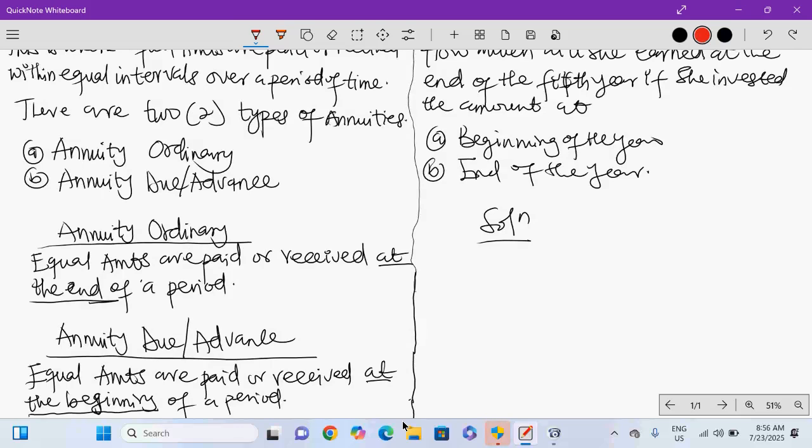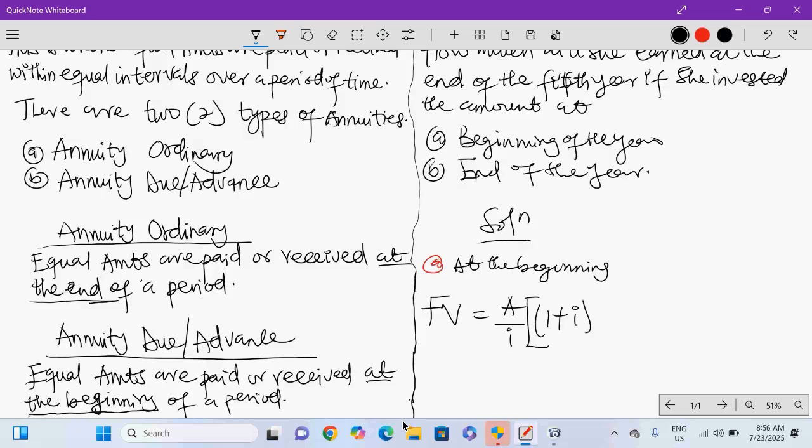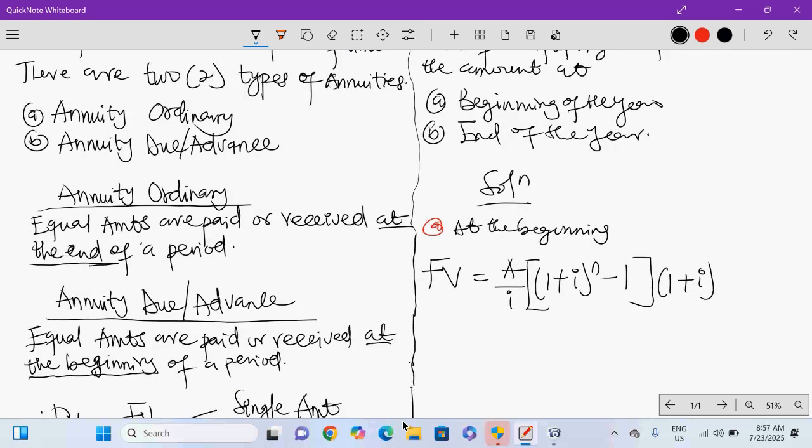So let's do the beginning, A. So at the beginning, what is the future value? We have established that we are using the future value. So the future value of annuity is A over I, bracket 1 plus I to the n minus 1. But then the question is saying beginning, so we are going to add the beginning interest, 1 plus I.